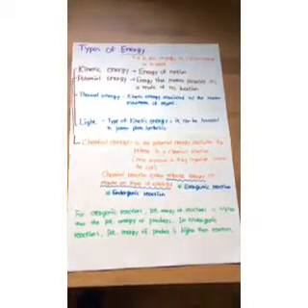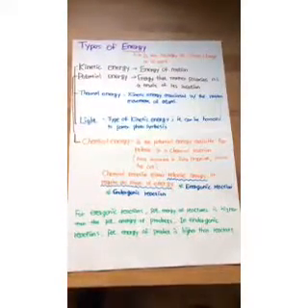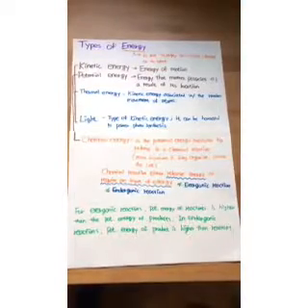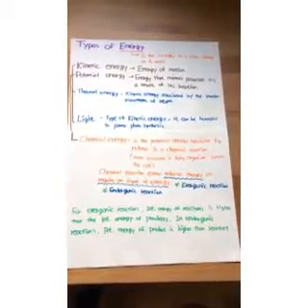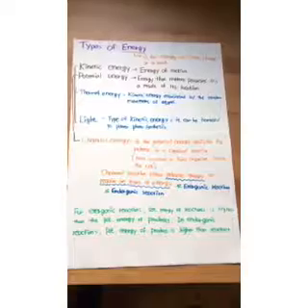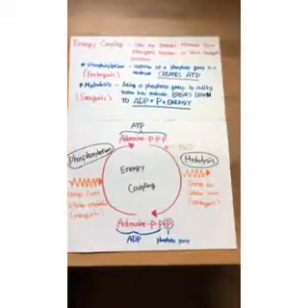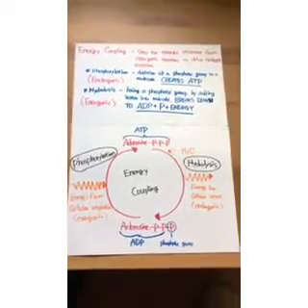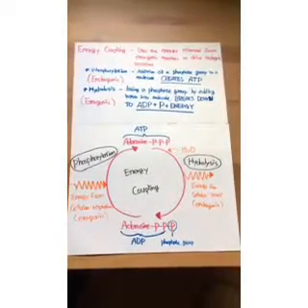For exergonic reactions, potential energy of reactants is higher than the potential energy of its products. In endergonic reactions, potential energy of its products is higher than that of its reactants. Energy coupling uses energy released from exergonic reactions to drive endergonic reactions.